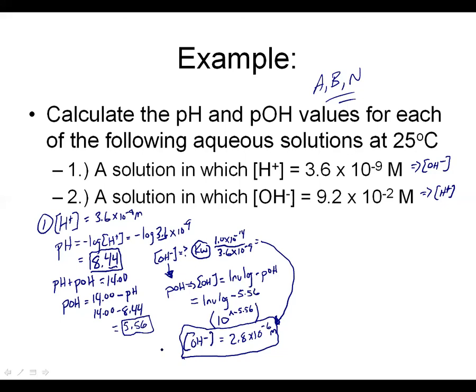Alternatively as well, you could have got the OH minus and then just gone into the pOH equation using KW, and you could get there as well. So there are many different ways that you can get to these answers. Again, as long as you choose a right way, it should get you to the same answer regardless of which way you go.